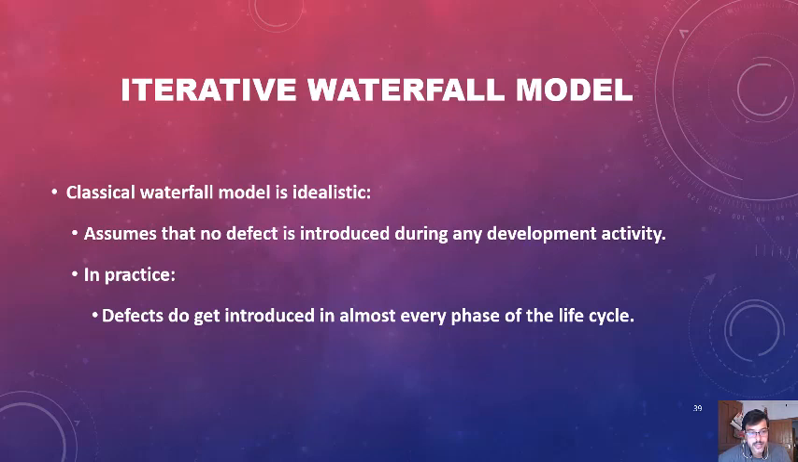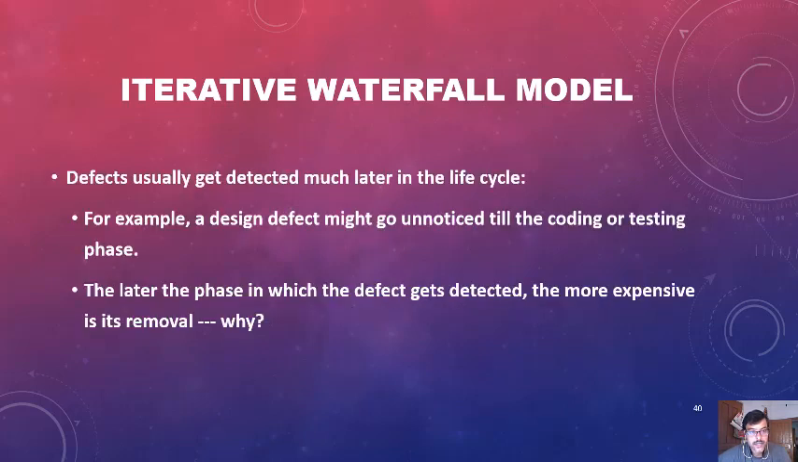In a real life scenario, we can get many defects and many new requirements in every phase of the life cycle. The defects usually get detected much later in the life cycle. For example, a design defect might go unnoticed until the coding or testing phase. It may be detected in the working phase, that is, when the software has been prepared. The later the phase in which the defect gets detected, the more expensive its removal is. Why?